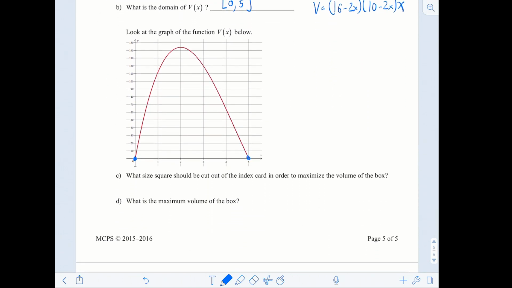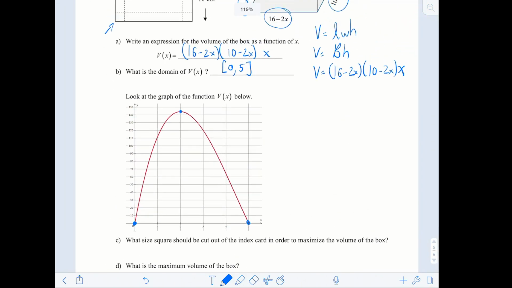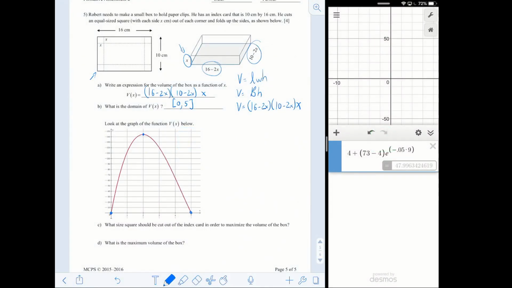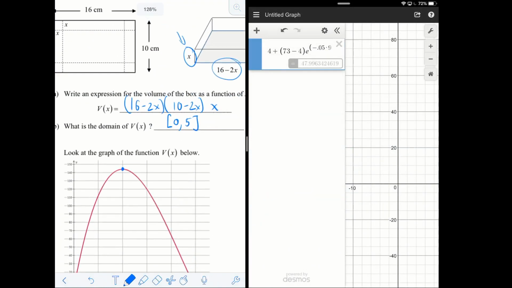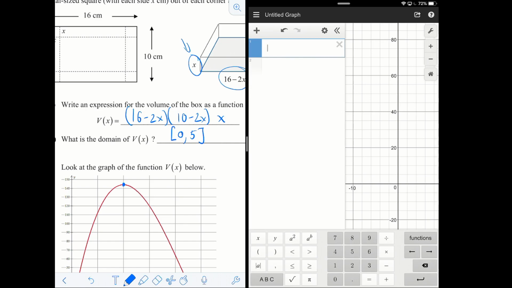Okay, so it says, what size square should be cut out of the index card in order to maximize the volume of the box? And then what is the volume of the box? I can technically see the height, but you could probably figure out it's going to be that high point. So what I'm going to do here is use my trusted Desmos. You can use your calculator as well to help you along with this. You would just go to second trace, which is calculate, and you will look for the max. We've done that a couple times in class.